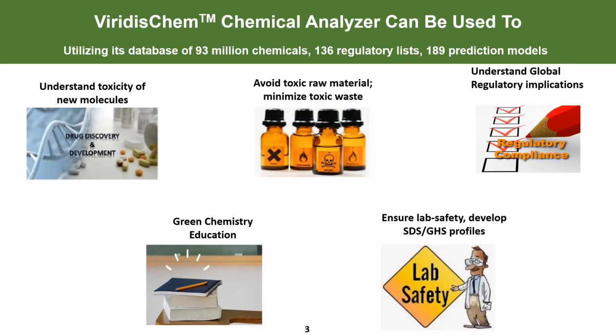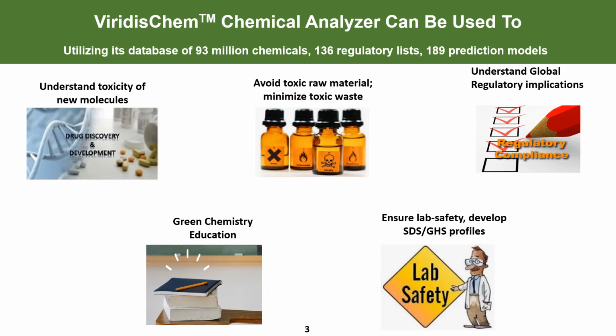How do we do this? The platform utilizes our own comprehensive toxicity database covering 93 million chemicals, plus information from 136 global regulatory lists and occupational hazard thresholds. We provide 48 physical and toxicological properties per chemical, and based on these properties, we provide full toxicity analysis in terms of chemicals' environment, acute and chronic health impact scores through 56 different endpoints.